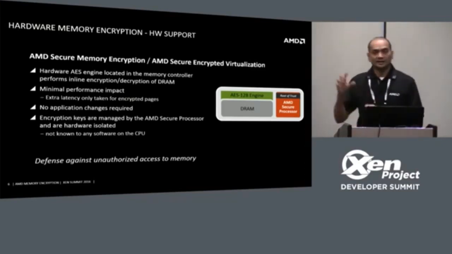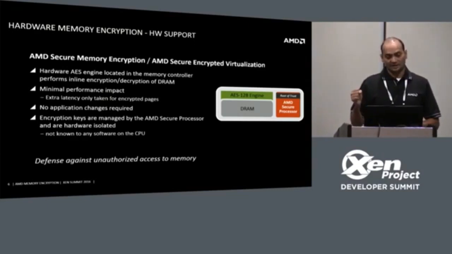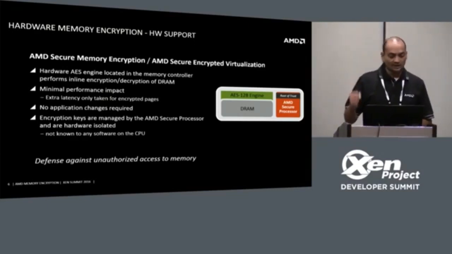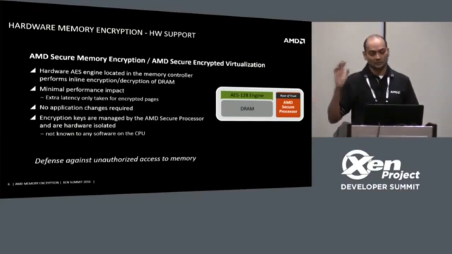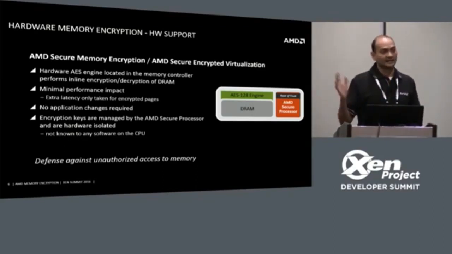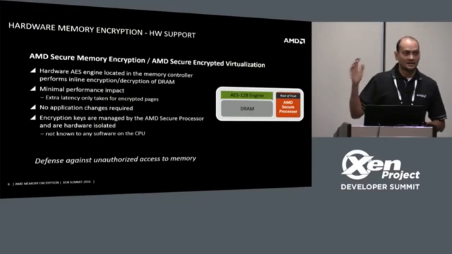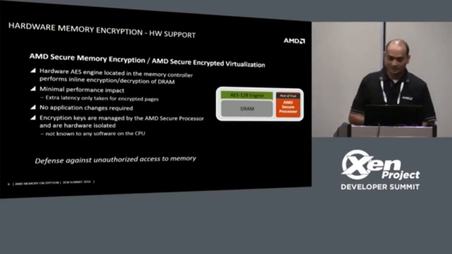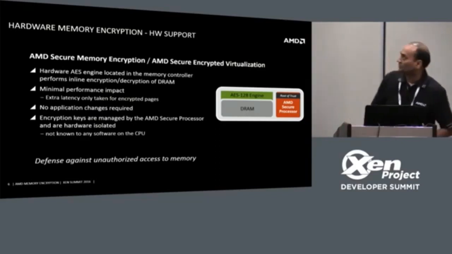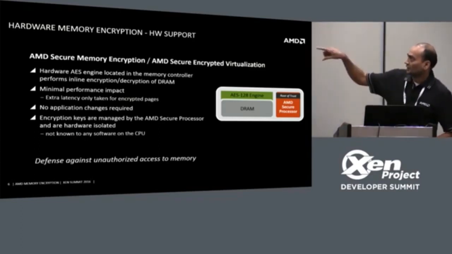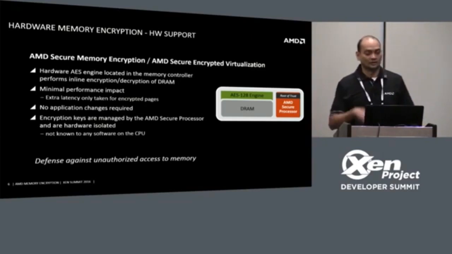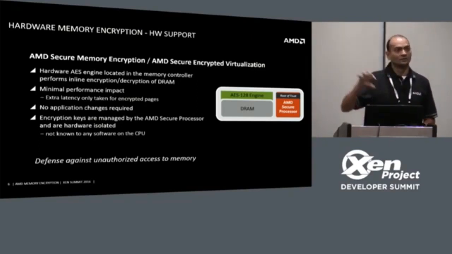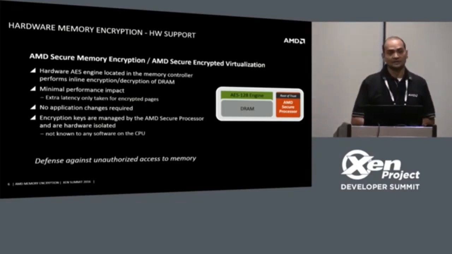The keys used for encrypting the memory are only known to the AMD secure processor, which is totally isolated from x86. x86 will never be able to see any of those keys in plain memory. That's what this diagram shows: the memory encryption engine is built directly into the memory controller. If you have multiple controllers, each controller will have its own memory encryption engine to do the encryption and decryption.